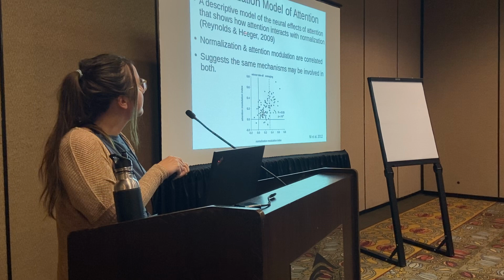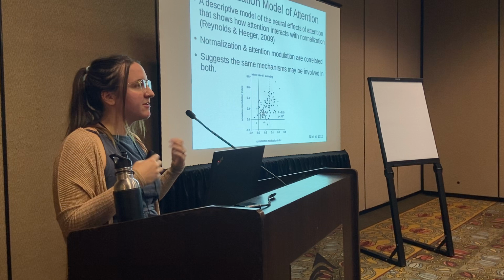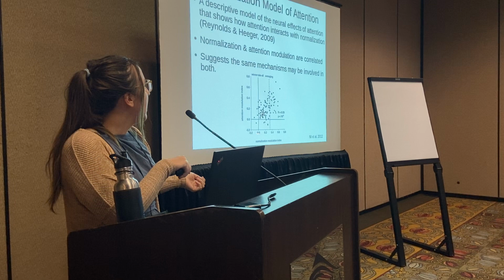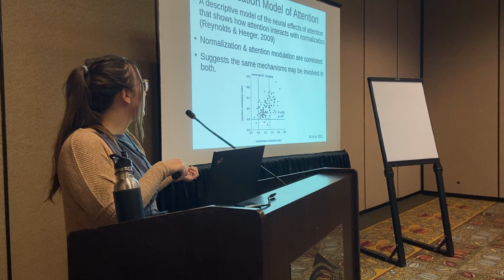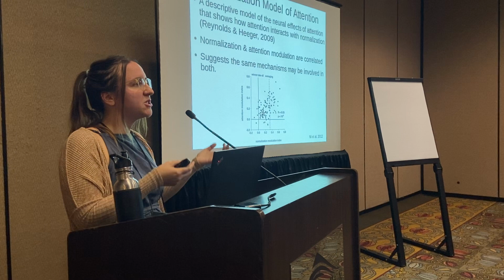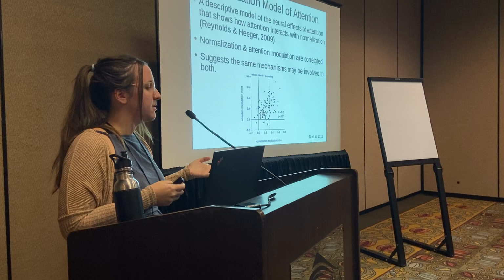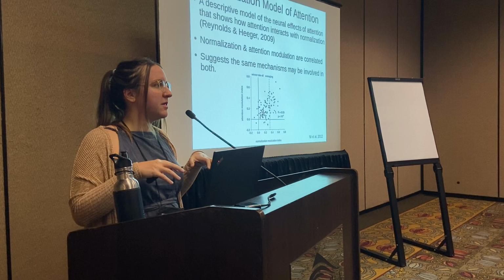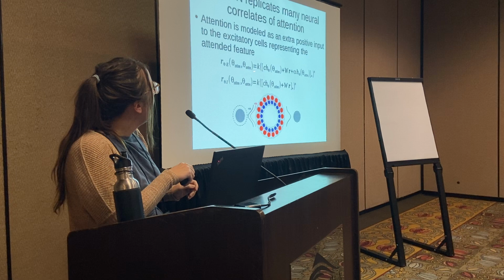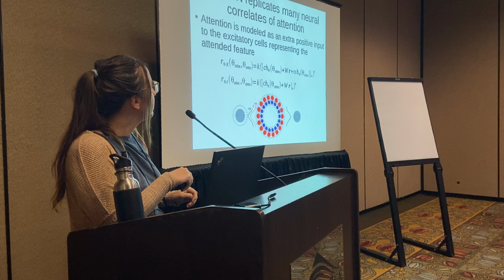This started off as a descriptive model where you can use a normalization equation and show that if you bias the terms in it, you can replicate some of the effects of attention on neural activity. But also, the extent to which a cell shows modulation by attention is correlated with how much it normalizes its inputs. So there's this relationship observed in the responses of cells between how much they normalize their inputs and how much they're modulated by attention. That suggests that top-down attention signals are acting on the circuits of normalization. So to model attention in the SSN, we simply give an extra boost of input to the excitatory cells that represent the attended stimulus.